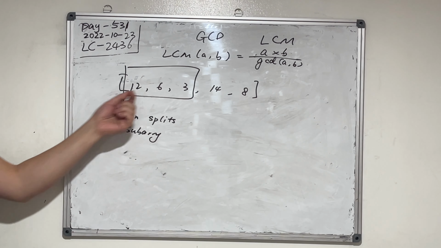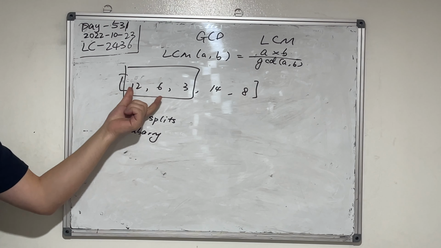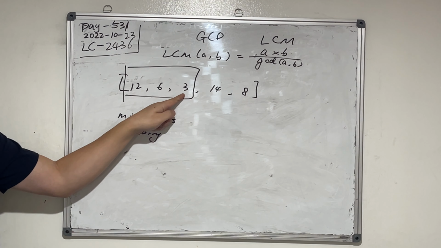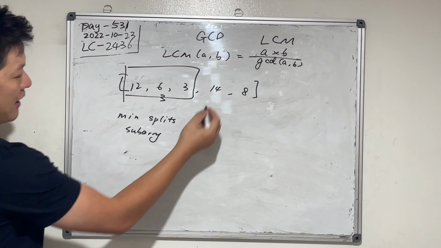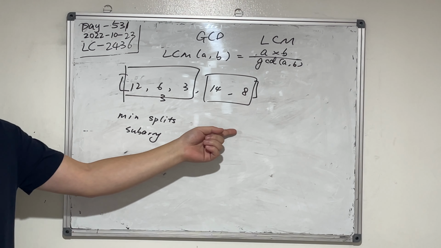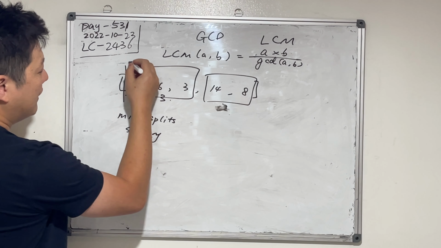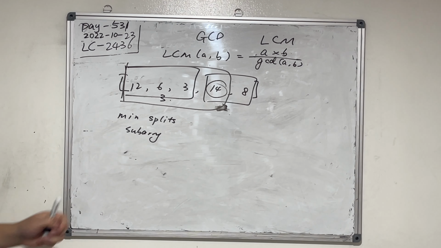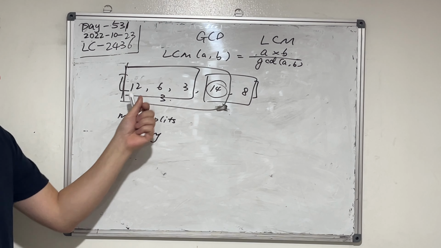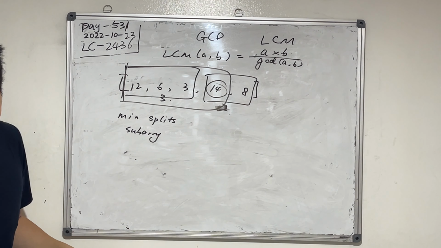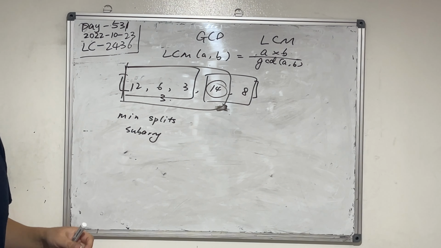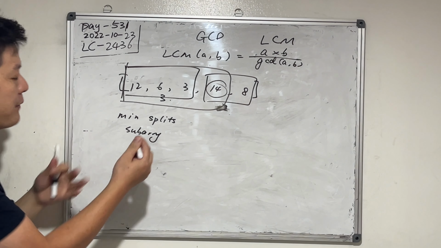12, 6, 3. What's the greatest common divisor of these? 3. Yeah, it's more than 1. What's the common divisor of these? 2. Right? So yeah, bigger than 1. If 14 is in the first group, what's the greatest common divisor of these 4 numbers? 1, yeah? So it does not satisfy the requirement. Alright, so we want to find out the minimum split.